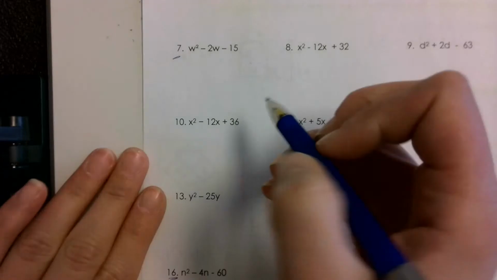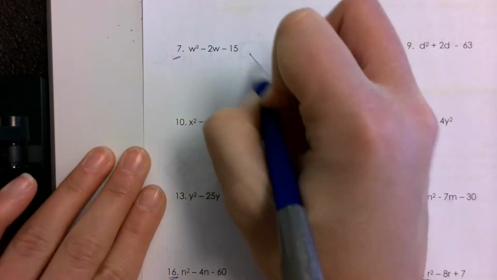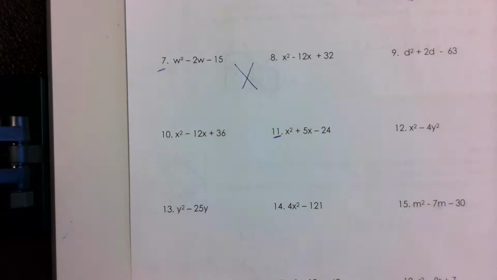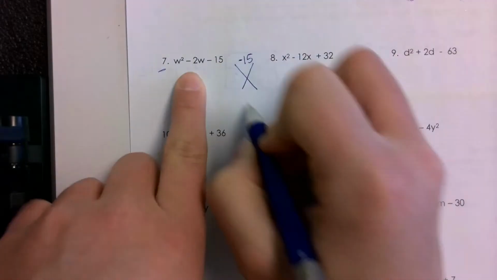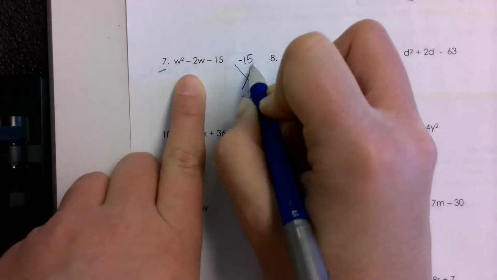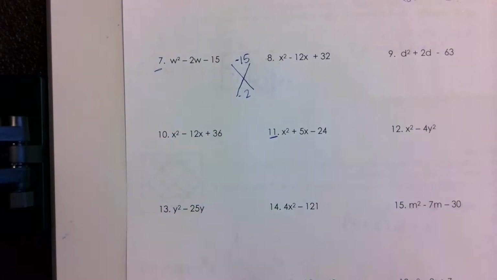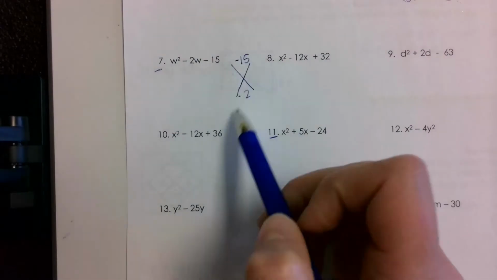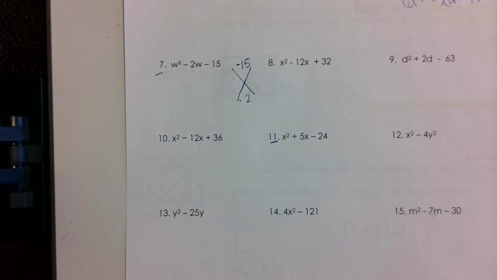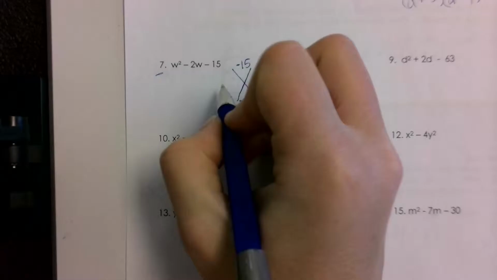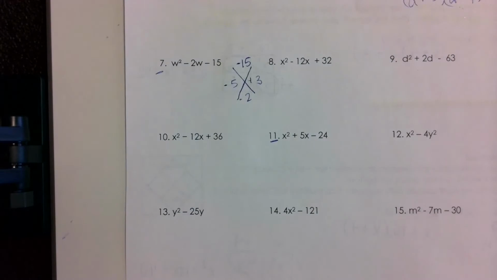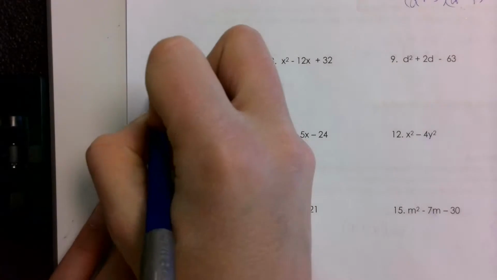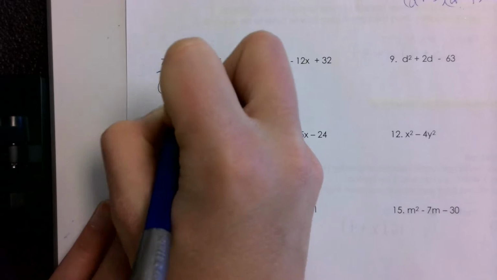So, we're going to do the big X. Then that C value goes up top, so we've got negative 15 this time. And your B value is negative 2, so that's going on the bottom. We need numbers that will multiply to negative 15, then add or subtract to be negative 2. So negative 5 plus 3. Does that make sense? So our factors are going to be x minus 5 and x plus 3.